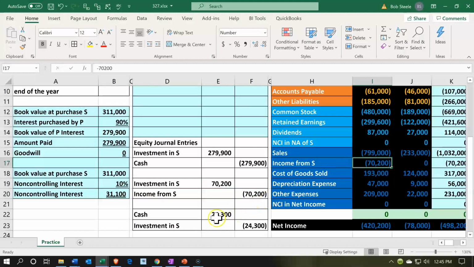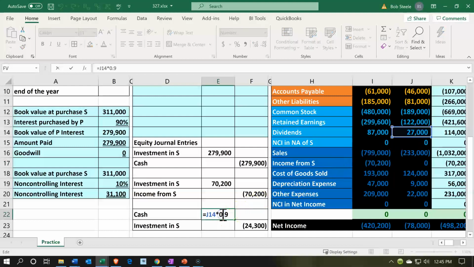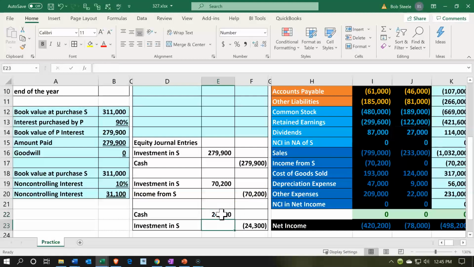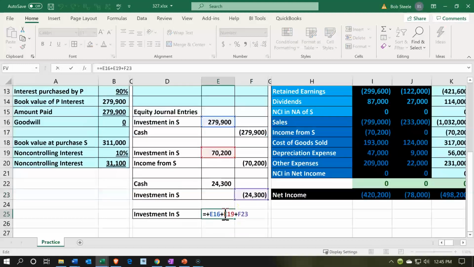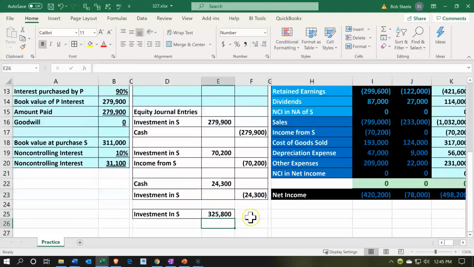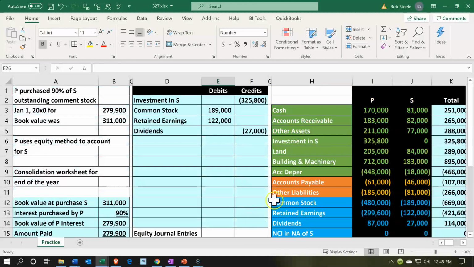And then we've got the dividends that went out, the $27,000 dividend. Our portion of that would be the 90%. Under the equity method, we would decrease the investment here and record the cash. So if we add up the investments, that's how we got to that 325.8. So we removed the 325.8.